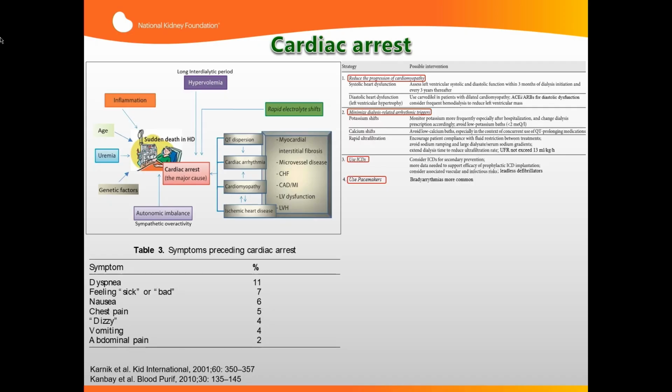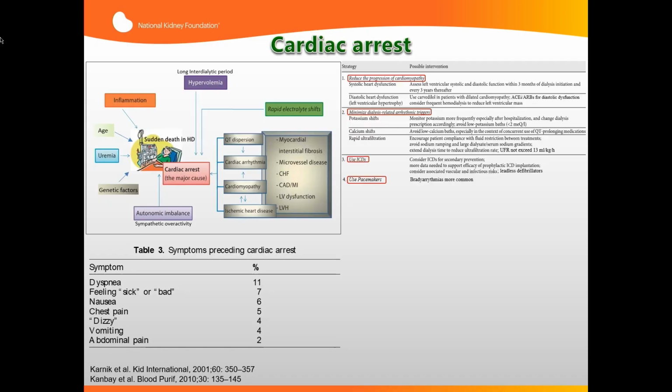So for an echo showing concentric left ventricular hypertrophy, I know you may not get paid for doing that extra treatment, but that's what's typically recommended. Either they are signing off early or not getting their full treatment, but typically what predisposes to that enlarged left ventricular mass is infrequent dialysis. The other thing is to minimize dialysis-related arrhythmic triggers.